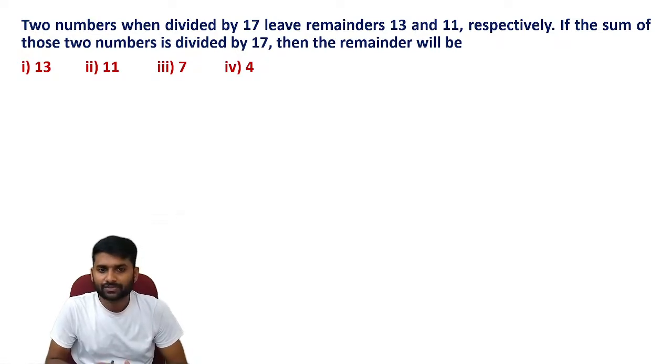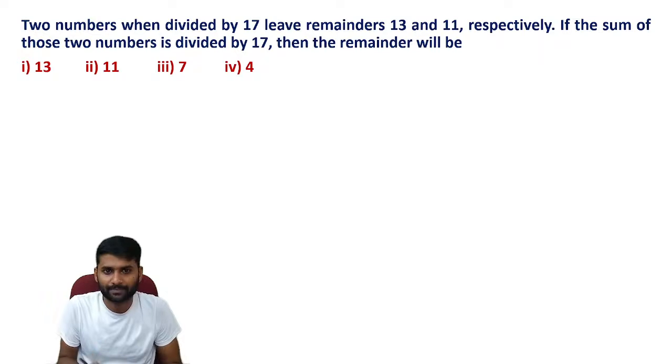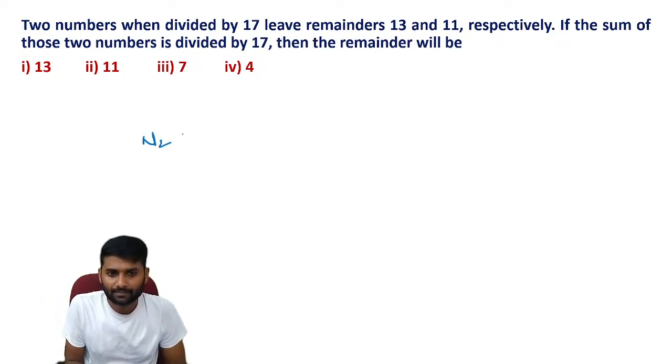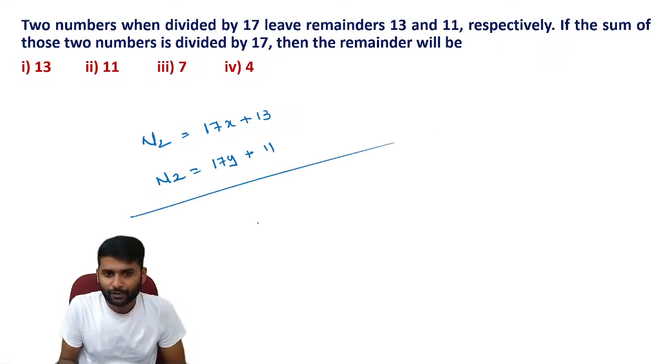Now see, two numbers when divided by 17 leave remainders 13 and 11 respectively. If the sum of those two numbers is divided by 17, what will the remainder be? Again see here, the first number: the divisor is 17. Let's take quotient x and remainder 13. Another number has a different quotient y and remainder 11. If you go through the sum, 17 is common while adding those two numbers. So 17 times x plus y, plus 13 plus 11 is equal to 24.